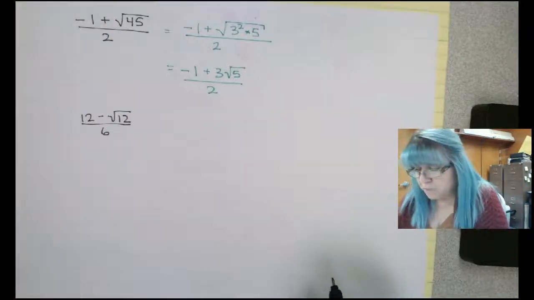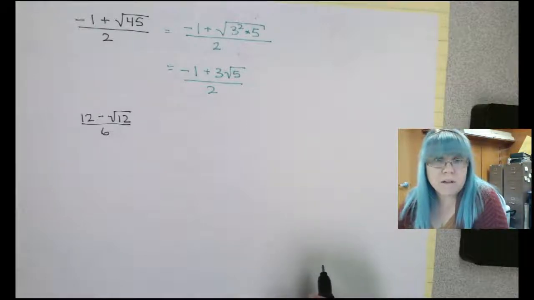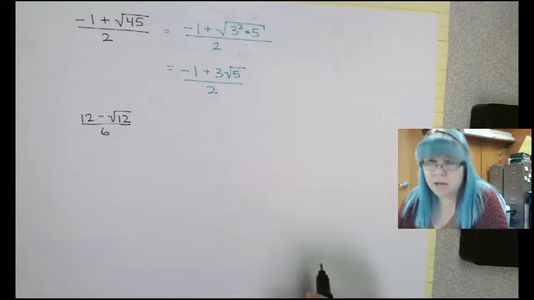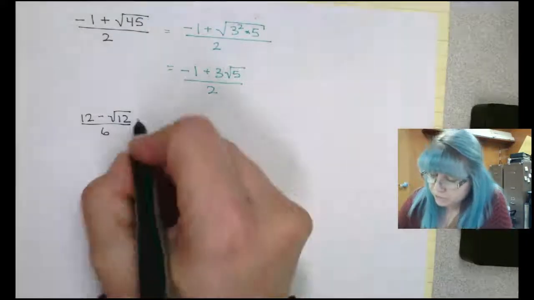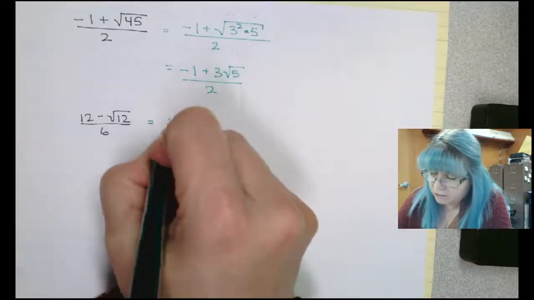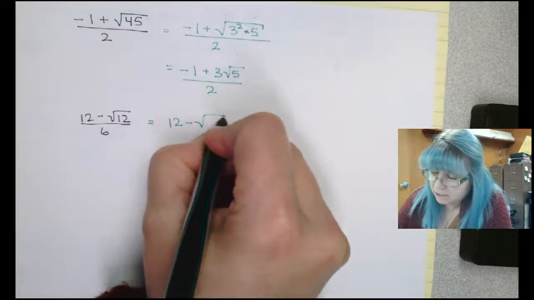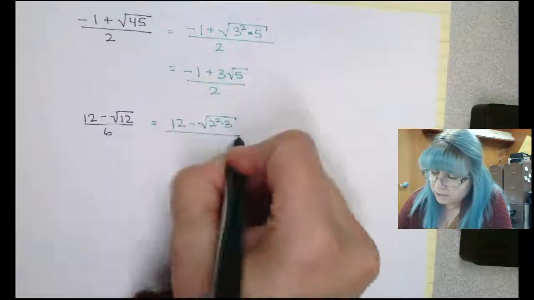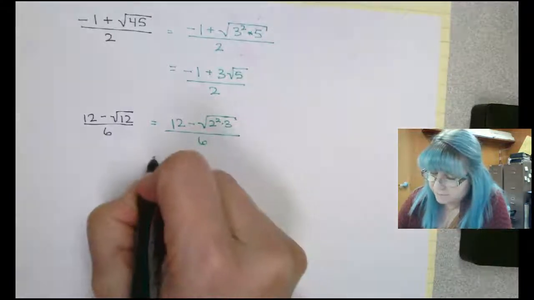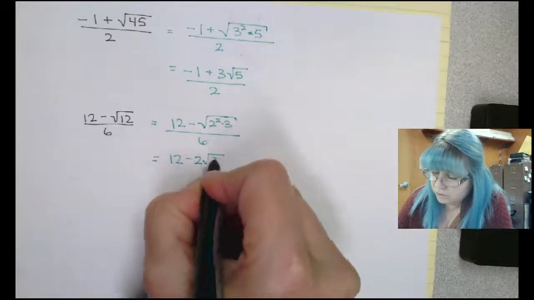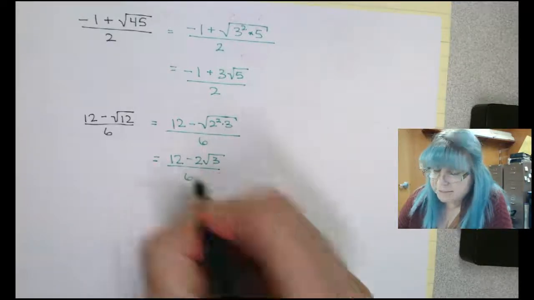Try another problem. 12 minus the square root of 12, all divided by 6. Resist the urge to divide everything by 6. It's not quite there yet. We do need to first simplify our radical. 12 minus, and that's going to be 2 squared times 3, because it's 4 times 3, all over 6. The 2 will pop out, giving us 2 square roots of 3 all over 6.